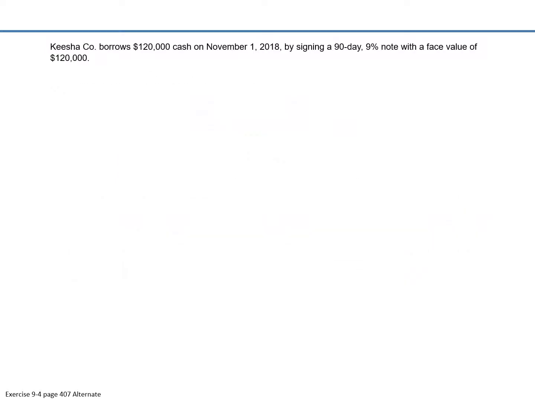All right, so same problem, different numbers. Why don't you take a try at this one, and when you are finished with this first question on what date does the note mature, resume the recording and we'll go through the answer.